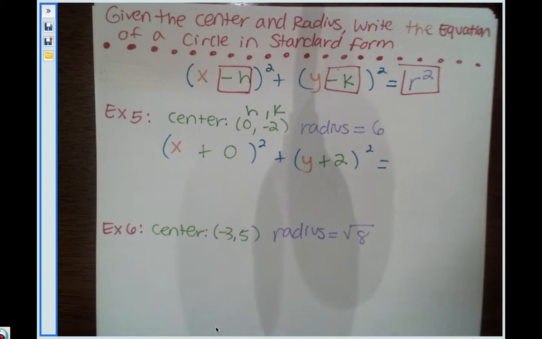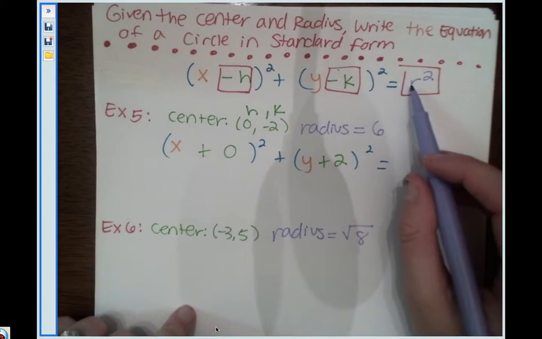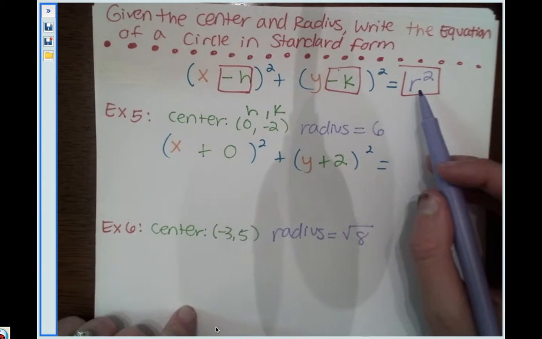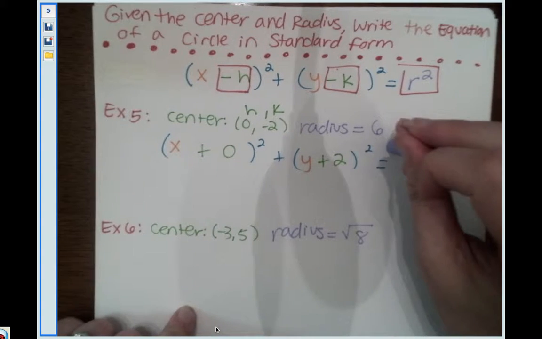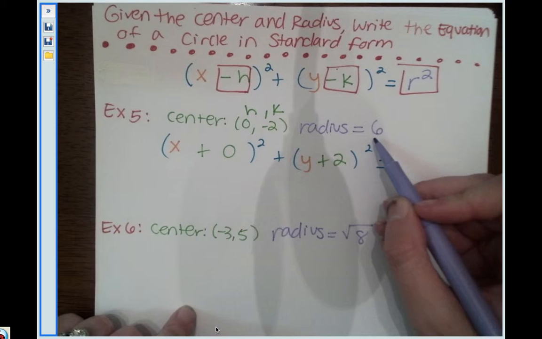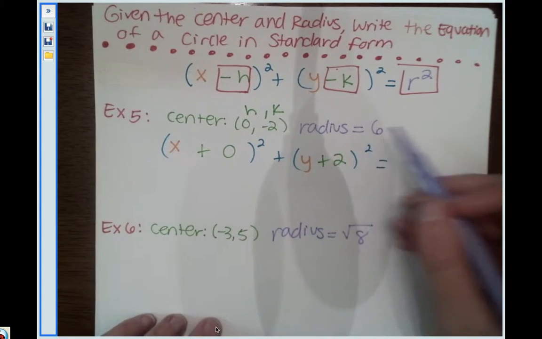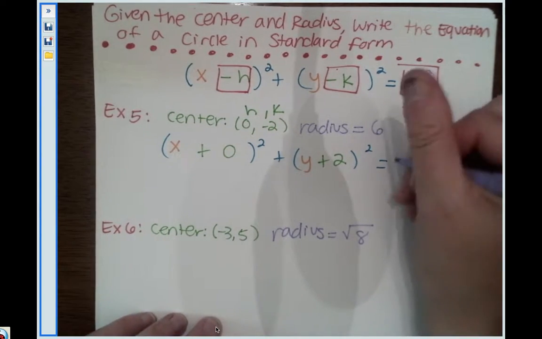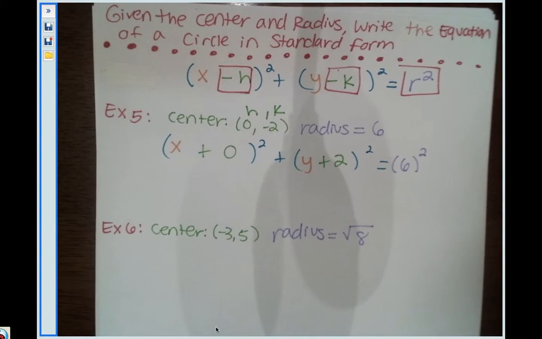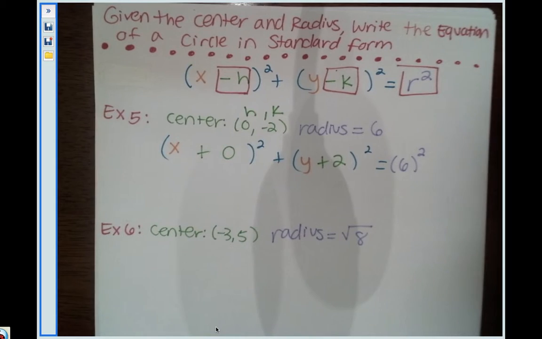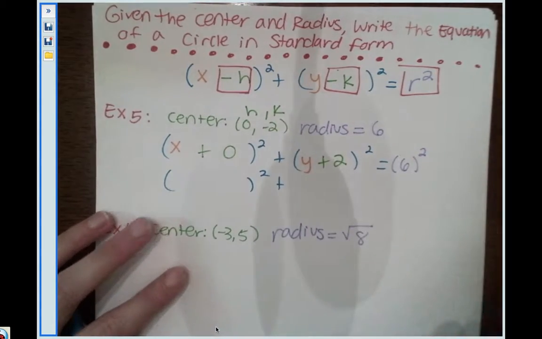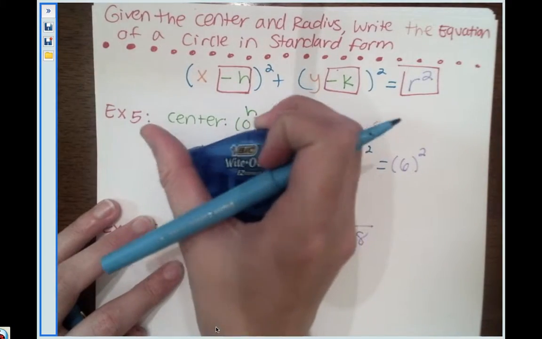All right, and then the last thing I need a value for is what the equation equals, which is the radius squared. It's not just the radius, it's the radius squared. Currently my radius is 6, so I need to square the 6 to determine what this equals. So I'm going to simplify this down. I like to color code, so I'm going to color code this.